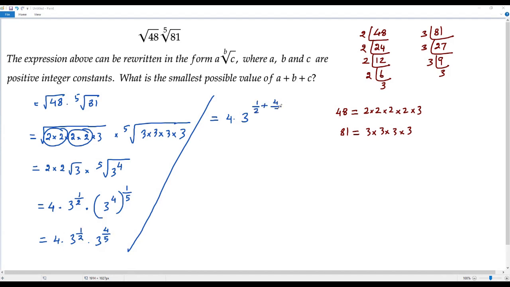4 over 5. Here we add two fractions with different denominators. Whenever I want to do addition or subtraction between two fractions, I need the same denominator for both fractions. For that, we have to consider the denominators over here. We have 2 and 5. Now to get the same denominator, we need to find the least common multiple of these two numbers, 2 and 5. The least common multiple of 2 and 5 is 10.